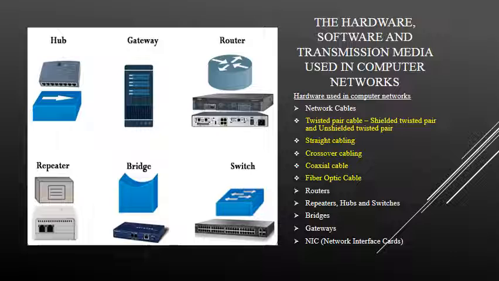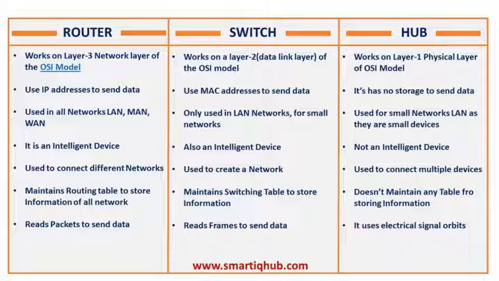A repeater in telecommunications is an electronic device that receives a signal and retransmits it. A bridge is a network device that connects multiple LANs together to form a larger LAN. The process of aggregating networks is called network bridging. A gateway is a network node used in telecommunications that connects two networks with different transmission protocols. The differences between routers, switches, and hubs.